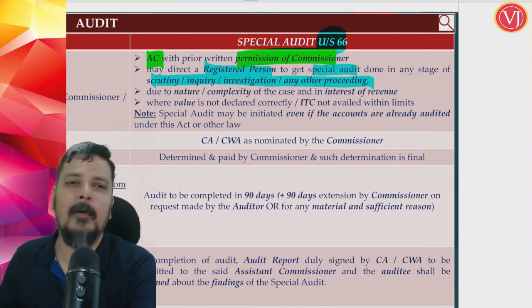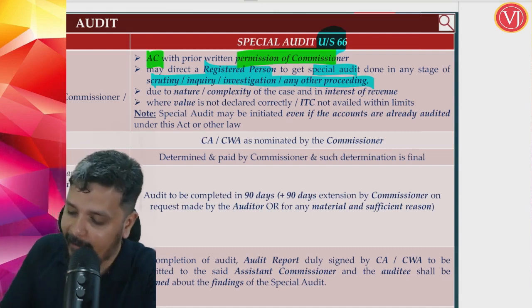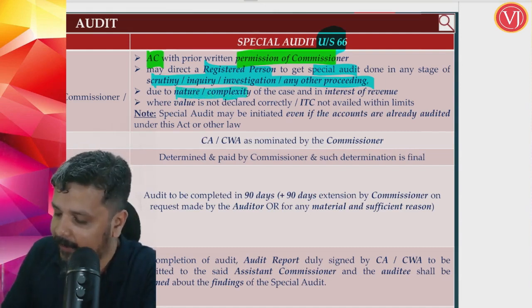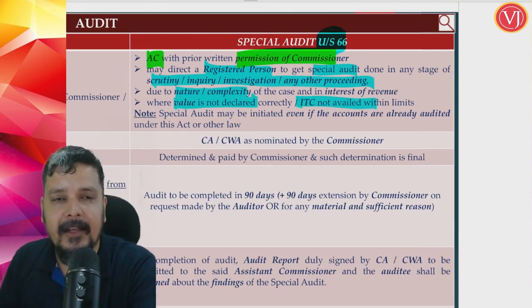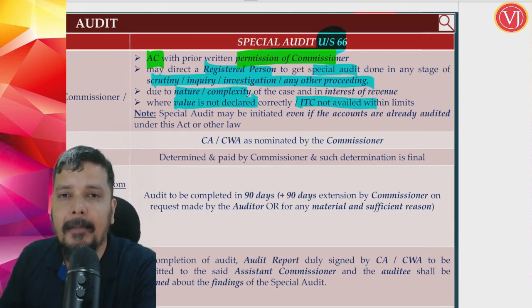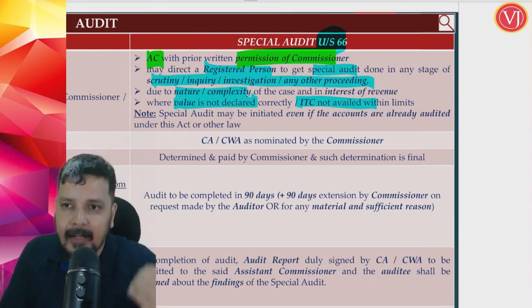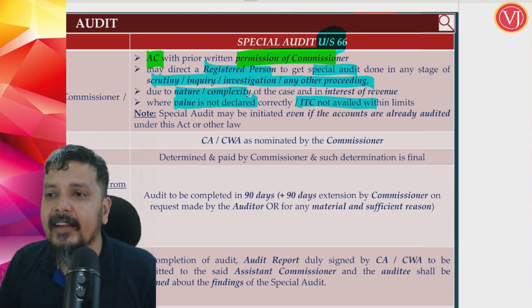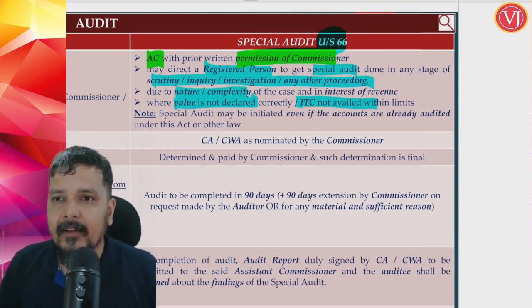But the officer is not able to understand. Now, how to tell he is not able to understand? He tells that the nature of the work is such that it is not possible to find whether the value is properly declared or the ITC is properly availed. That is the complex nature of the work that the officer doubts. Value is undervalued. ITC is over-availed.